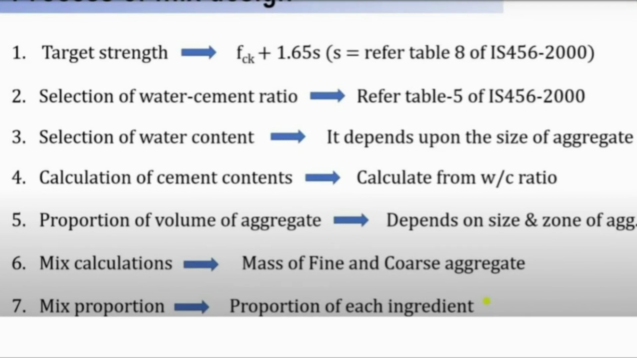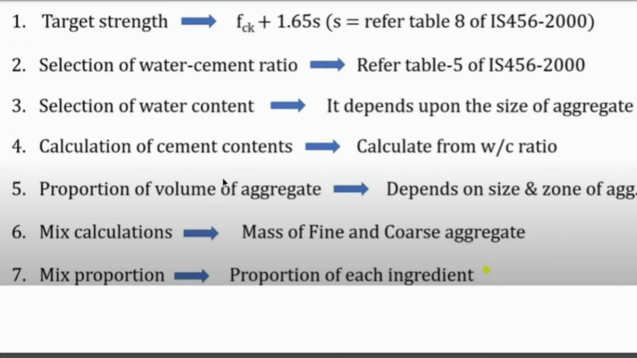Water cement ratio, W by C, is given, and water content is taken. So cement content is found using the water cement ratio. That is cement content in kg. Cement in kg equals water content divided by water cement ratio. Water is in liters. And after calculating cement content, we calculate the volume of the aggregates, that is fine and coarse aggregate volume, according to the size and zone of aggregate. And it is also explained in the code. And number six, we do the mix calculation, that is the mass of fine and coarse aggregate is calculated.